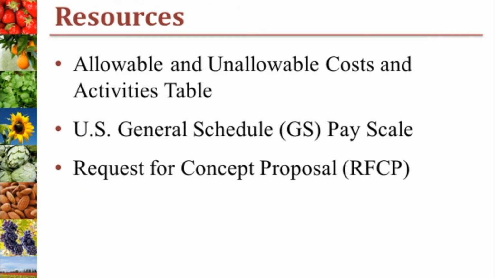Finally, there are a number of resources and links available on the SCBGP website to help as you are completing your proposal. These include the allowable and unallowable costs and activities table, the GS pay scale, and the RFCP.